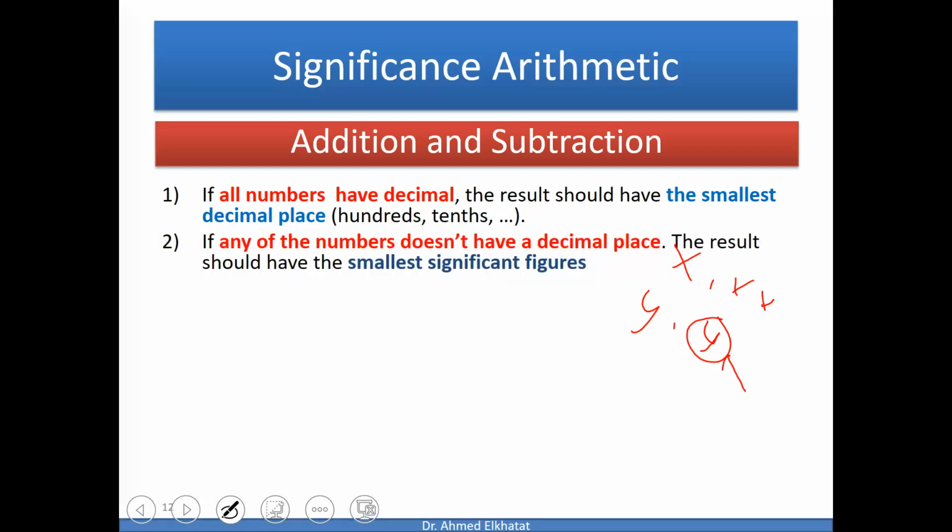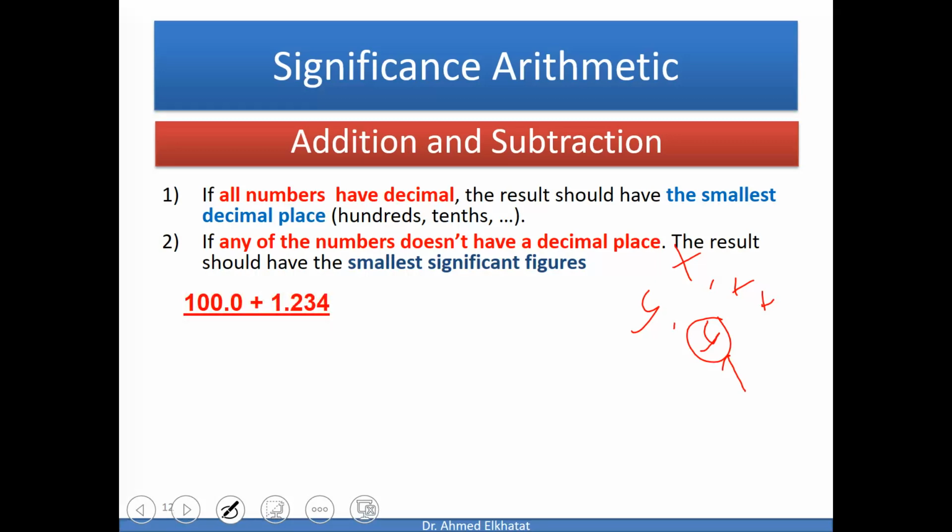So now, if any of the numbers doesn't have a decimal, then the result should have the smallest number of significant figures, because if any number doesn't have a decimal place, that means you have a range of uncertainty. So here we should apply the smallest significant figures. For example, let's check this one.